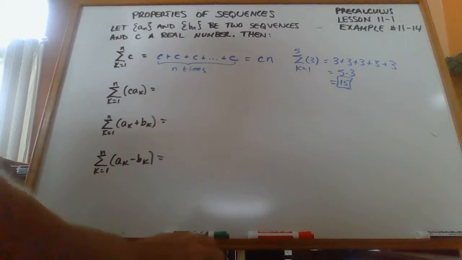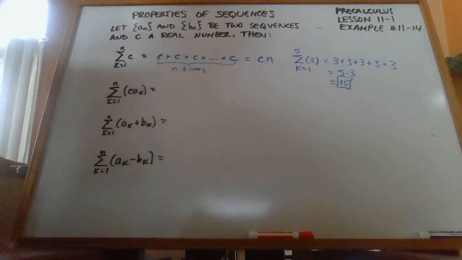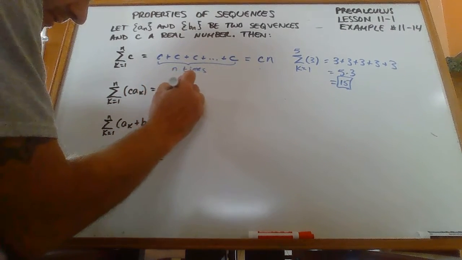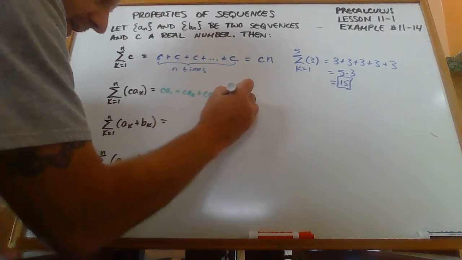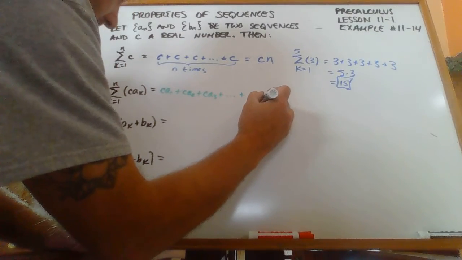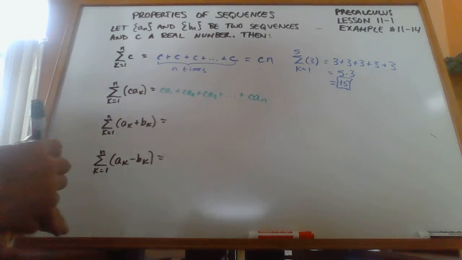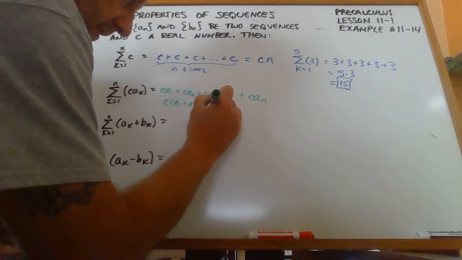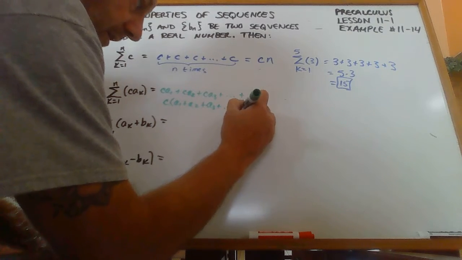Now this next one, the sum from k equals 1 to n of the c times a sub k's. So this would be c times a sub 1 plus c times a sub 2 plus c times a sub 3 plus dot dot dot plus c times a sub n. Now all of these terms have something in common. They all have c's in common. So I could factor out that c, and I get c times a sub 1 plus a sub 2 plus a sub 3 plus dot dot dot plus a sub n.